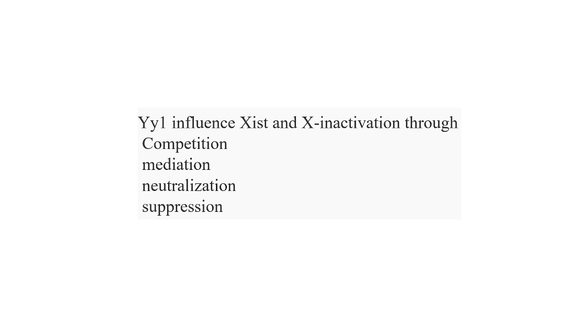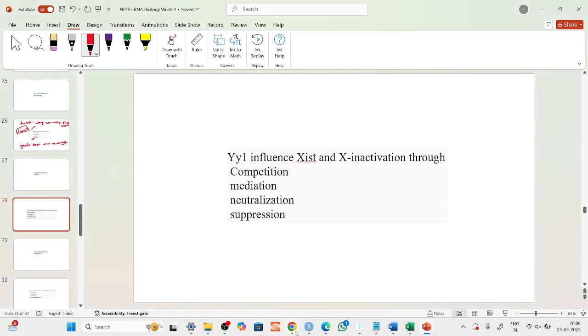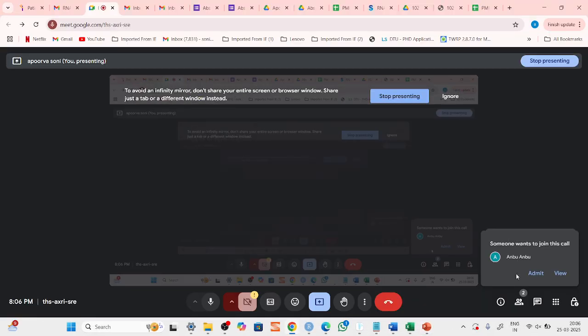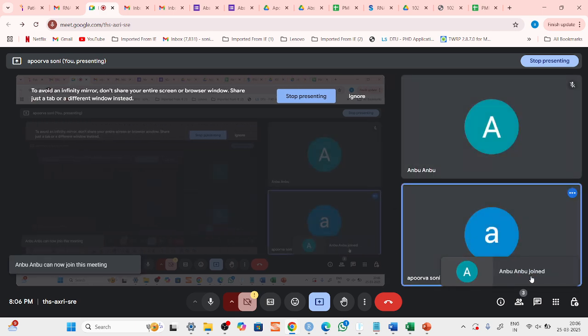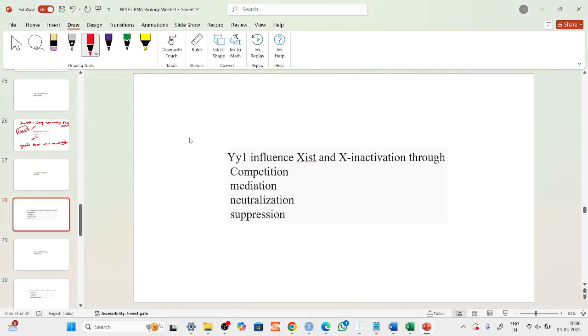Okay, so now I am switching the screen. Let us see what can be the answer. So the question is, YY1 influences XIST and X inactivation through A, competition, B, mediation, C, neutralization, and D, suppression. The correct answer is mediation.